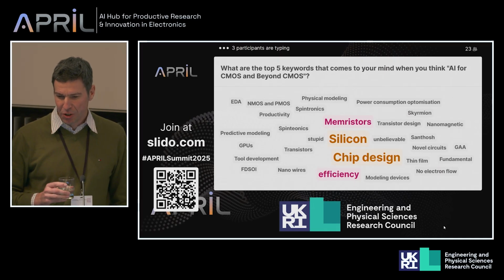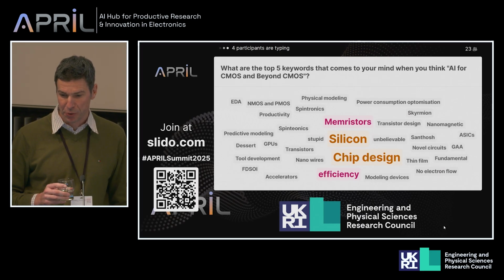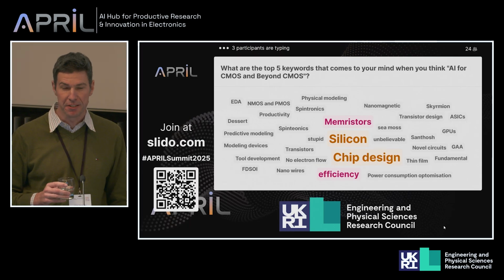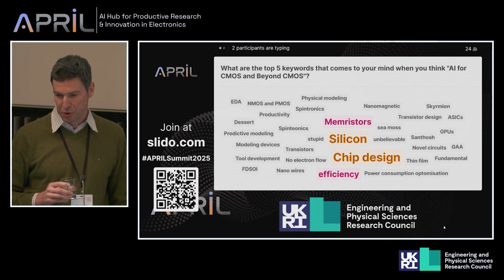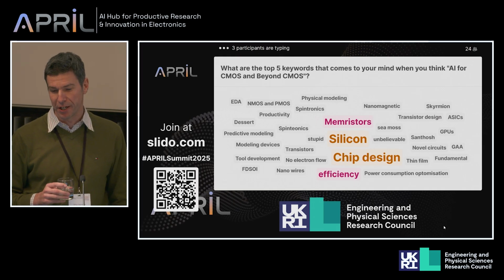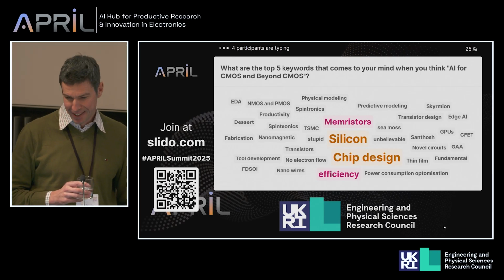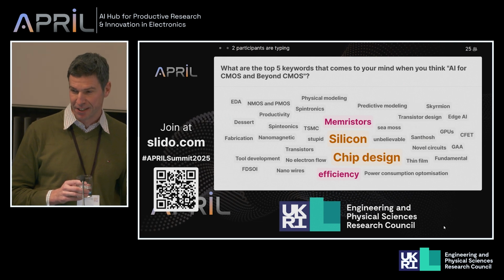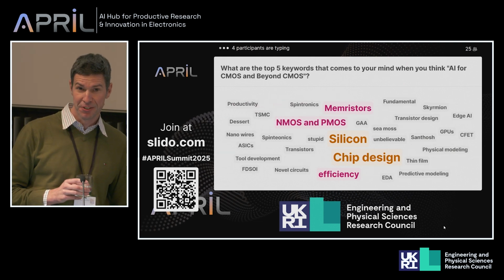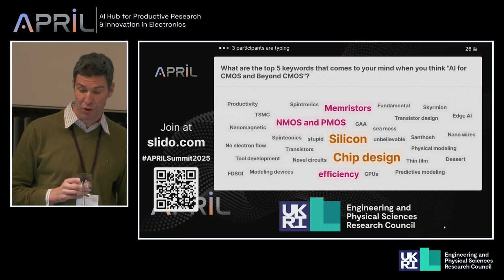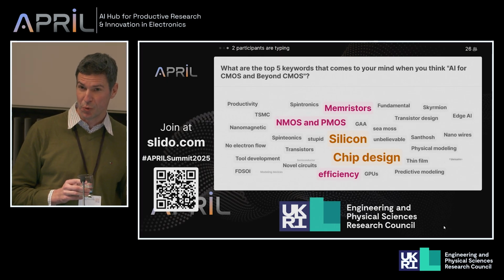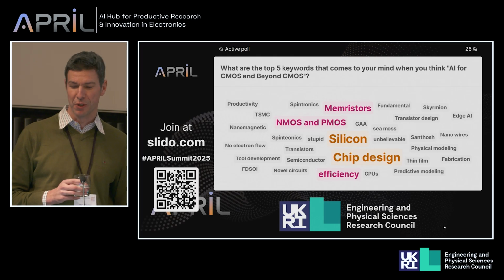Okay, so 3 participants are typing, 4 are typing. Oh, okay, we'll give you 30 seconds, and we'll try to finish on time. 1 participant is typing, and okay, it's getting random now. I'll count from 10 down. 10, 9, 8, 7, 6, 5, 4, 3, 2, 1. Well done to all of us.